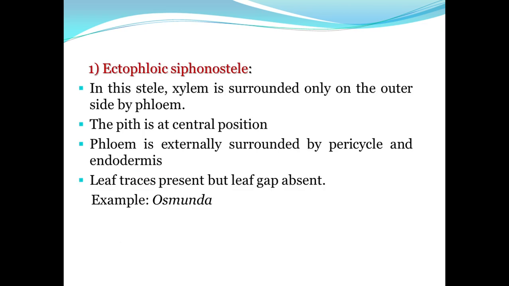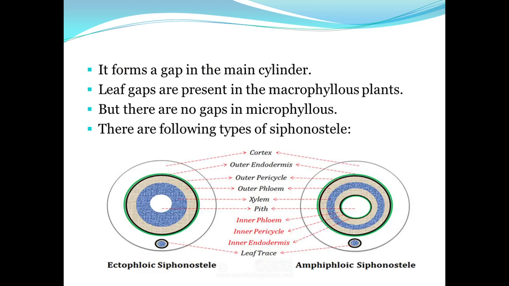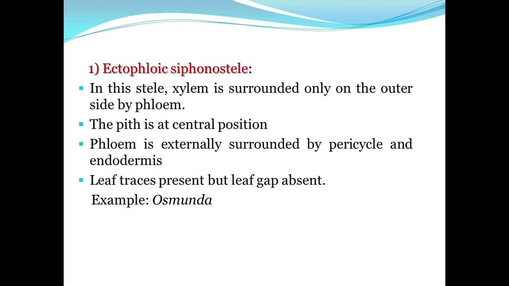What is ectophloic siphonostele? In this stele, xylem is surrounded by phloem only on the outer side. The pith is at the center position. Phloem is externally surrounded by pericycle and endodermis. Leaf traces are present but leaf gaps are absent. Leaf trace means a strand that departs from the main vascular cylinder. In ectophloic siphonostele, xylem is surrounded by phloem only on the outer side, right?